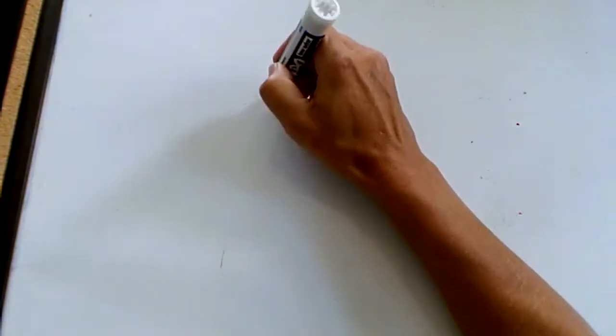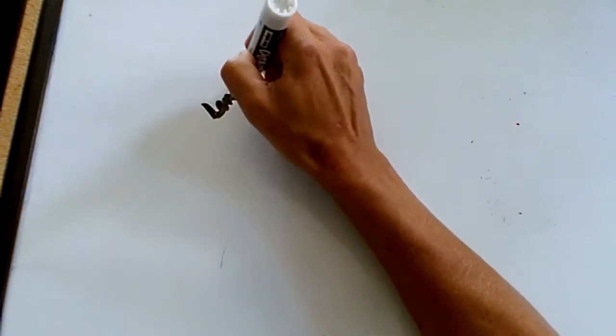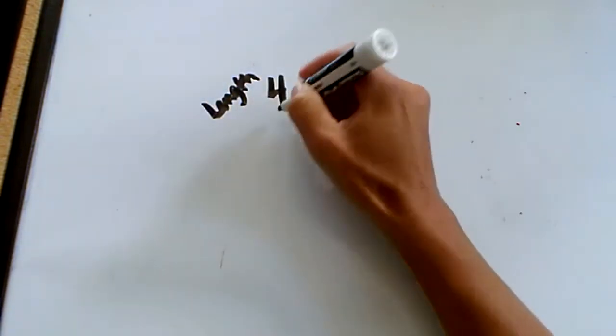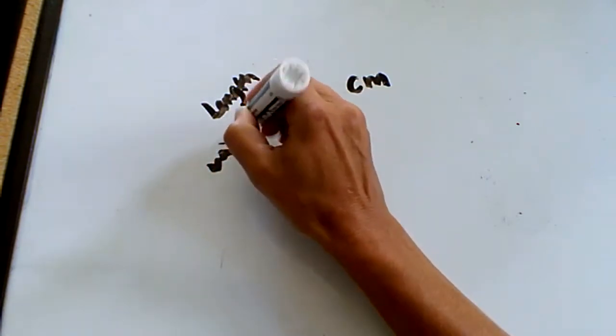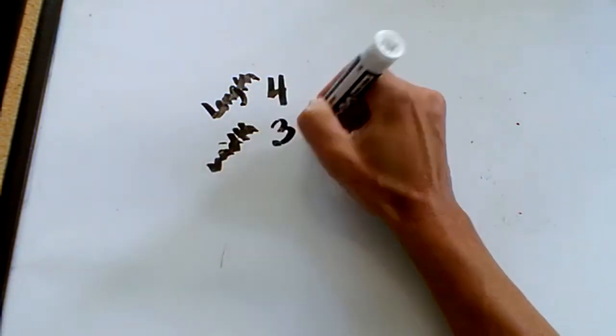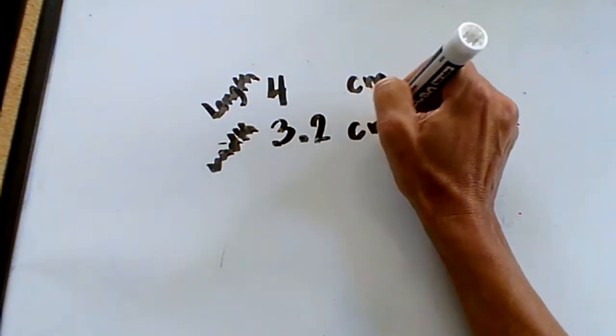Think about it. Let's think about it like this. So you are making some measurements, but you're making some measurements, and you measure that the length is 4 centimeters. Your friend measures the width of whatever this object is, I don't know, to be 3.2 centimeters.